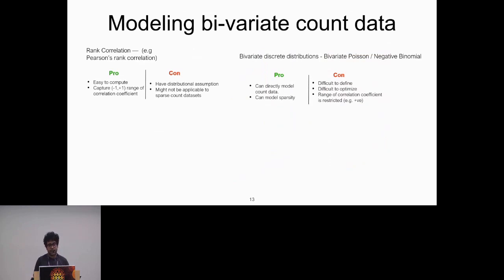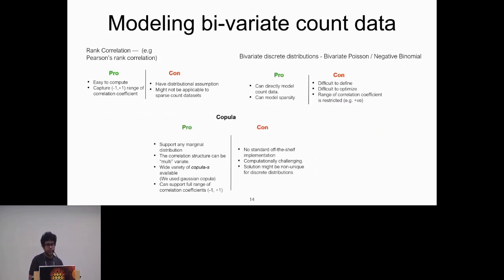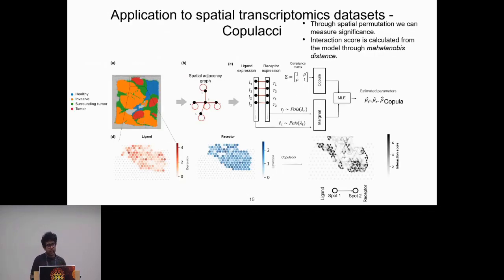What are the benefits that copula gives us? So first of all, it removes the distributional assumptions that something like Pearson might have. And on the other hand, it also does not have the problems that bivariate count distributions have, which means that it can model a full range of covariance. And on the other hand, there are ways how we can make inference on such probability structure. So basically, you can adapt this model.